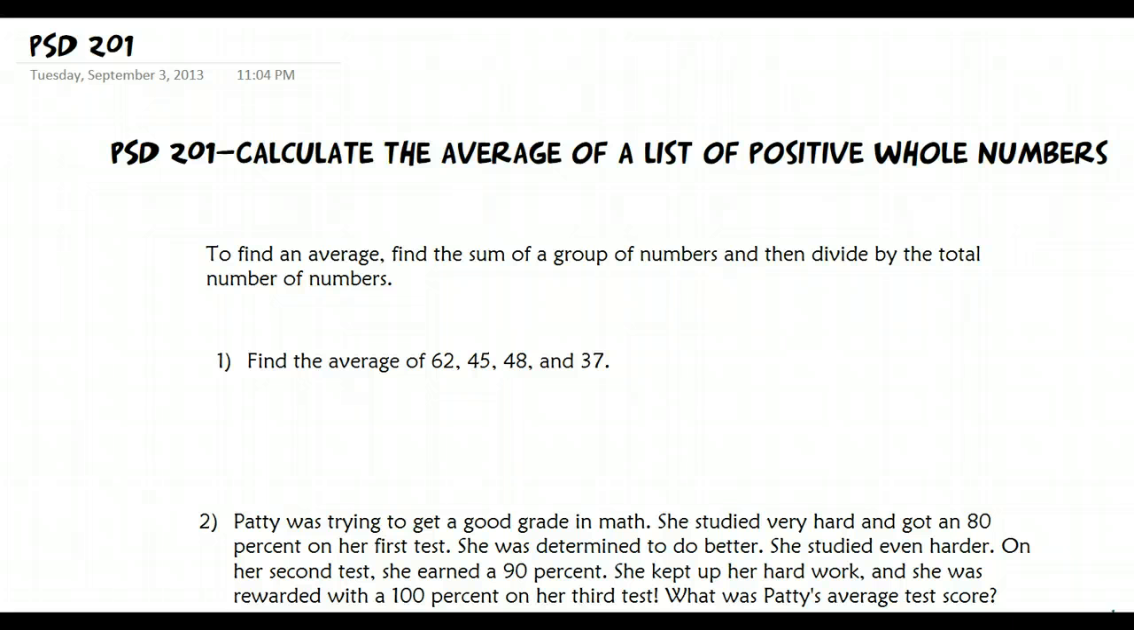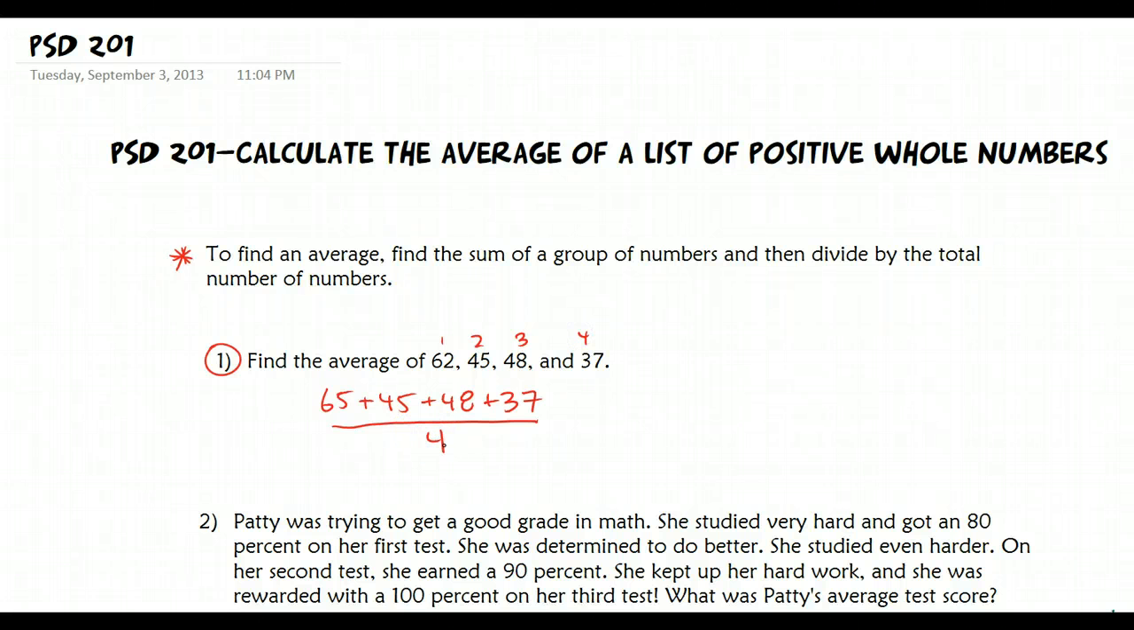Okay, so let's begin first with talking about the definition of an average. To find an average, you're going to find the sum of a group of numbers and then divide by the total number of numbers. So I'm going to add up all of these numbers, and then divide by the total number of numbers that I have. If you count, you have 1, 2, 3, 4 numbers. So we're going to divide by a total of 4.